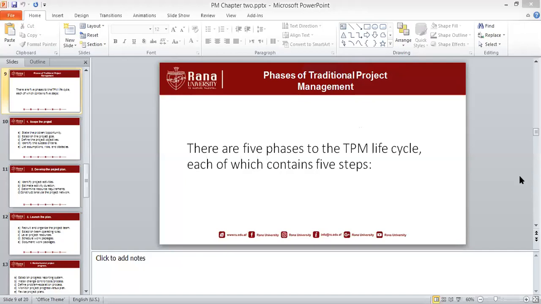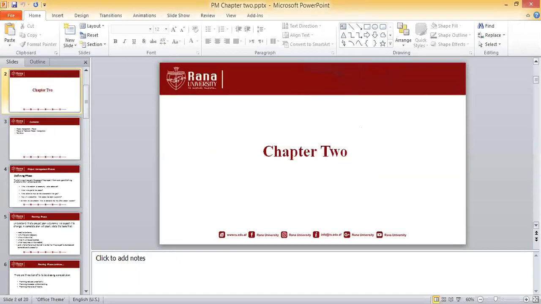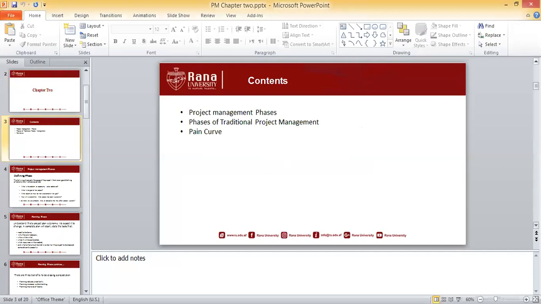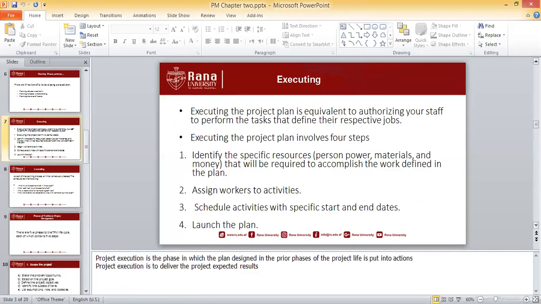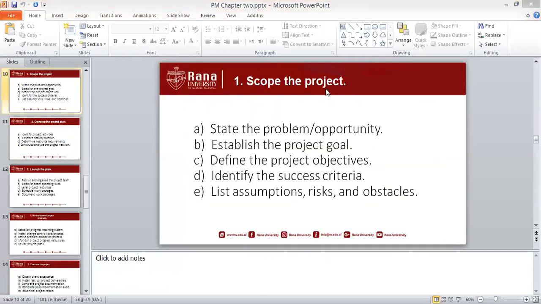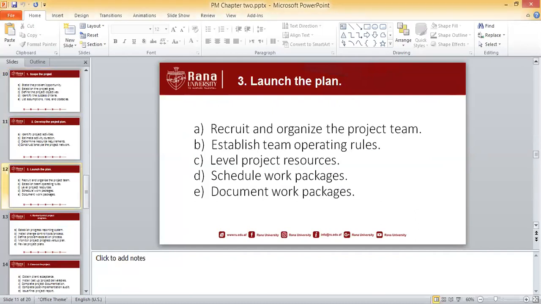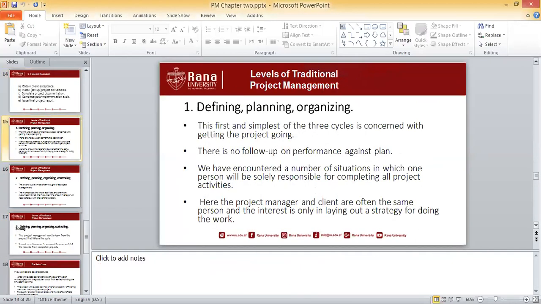Okay, so dear students, in the second chapter, I talked about the project management phases and the phases of traditional project management cycles. And the only two topics that were remaining in this chapter were the pain curve and the phases of traditional project management. So let's get started with the traditional levels of project management.